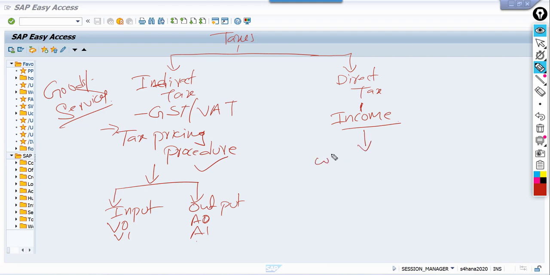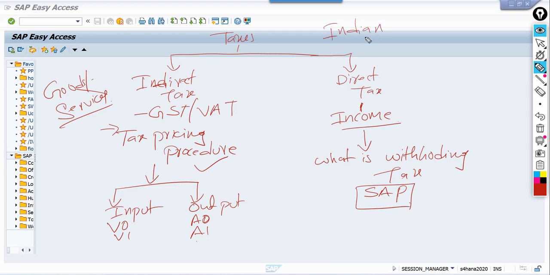What is withholding tax in the context of SAP? We are trying to understand withholding tax. Hope you understand. These topics I am explaining in Indian context. I am considering here the Income Tax Act for explaining this withholding tax.